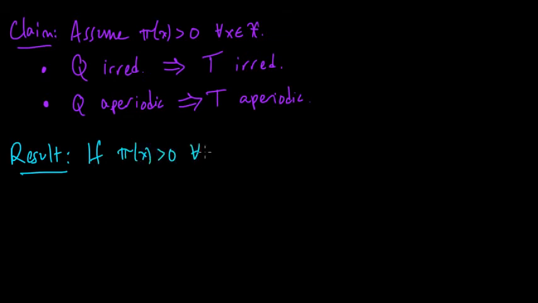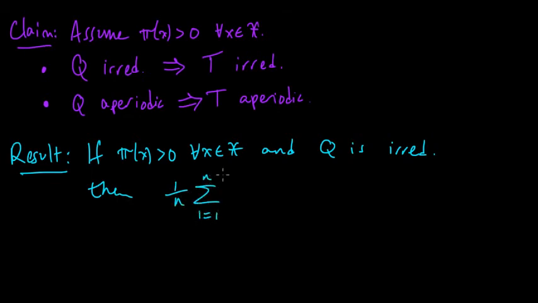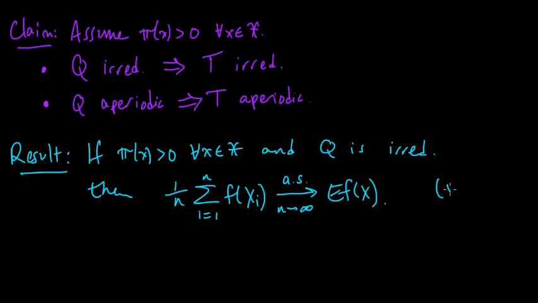If the probability of x, this is kind of a technical condition, is strictly positive, and Q is irreducible, then we have the result of the ergodic theorem, the first part of the ergodic theorem, that the sample mean of the f of xi's converges with probability 1, or almost surely, to the true mean. And here, of course, x is distributed according to pi in this expression.